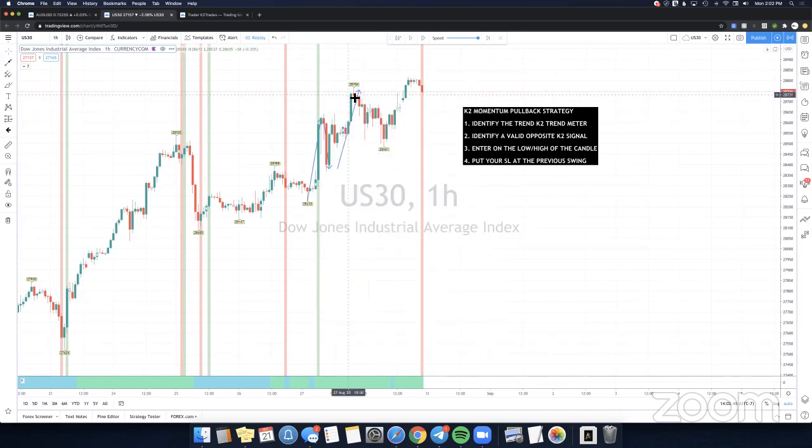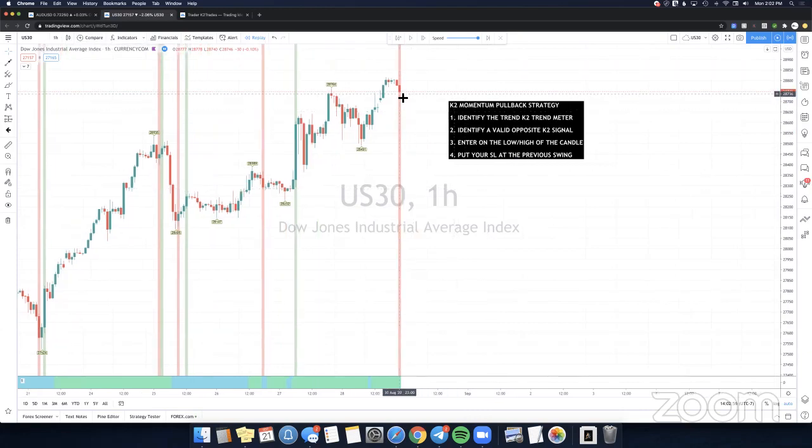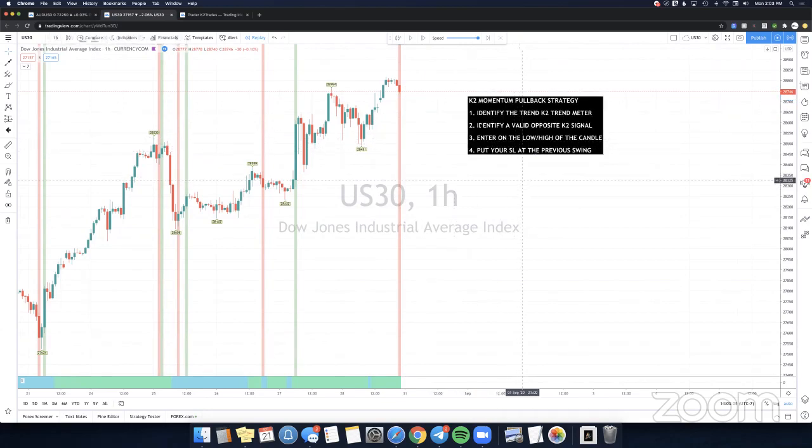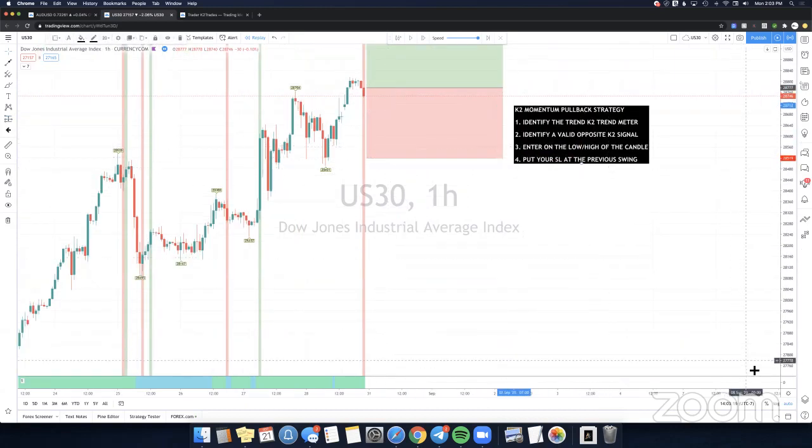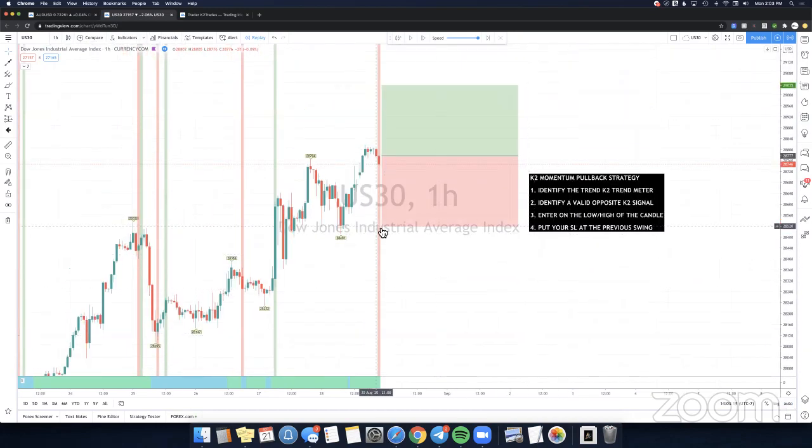So once you have these two requirements right here, first you identify the trend, obviously price is trending up. Next, you identify a valid opposite K2 signal. So right here is a sell signal that's going against the trend. Once you have those two requirements, you can enter on the high of the candle. So if you're entering a buy because the price is trending up, you're going to put a buy stop at the top of this candle right here. And then you'll put your stop loss at the previous swing, which would be somewhere around here.